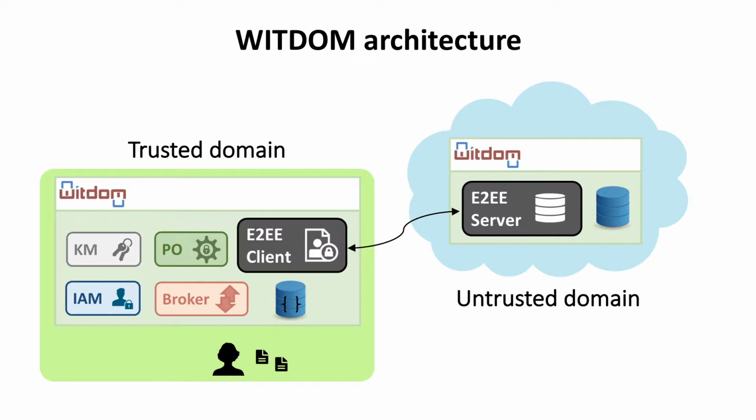With this setting, the user stores files directly to the common database and activates the E2EE to protect them through the WITDOM application. When the IAM component authenticates the user, the broker routes the protection request to the PO, which triggers the protection process. The E2EE client then communicates with the common database to retrieve or store files, and uses the KM component to store and get master keys.